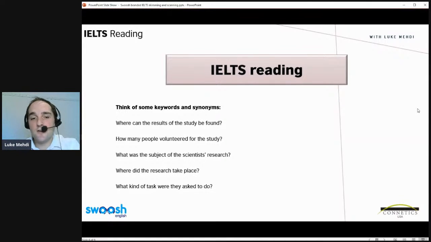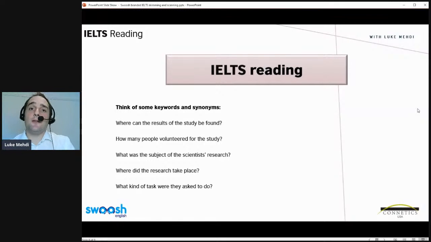The subject of the scientist's research: we're looking for things like, what were they interested in? What were they looking at? What was the research about? Where did the research take place? Of course, where, we're looking for a place there. This is possibly a physical place. If they're talking about research, it could be a specific laboratory. It could be, for example, a university. It could also be in a particular country as well. So thinking about countries, cities, universities, places where research might happen.